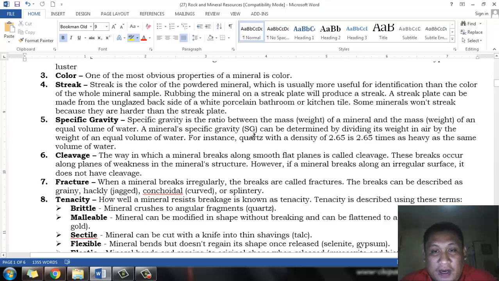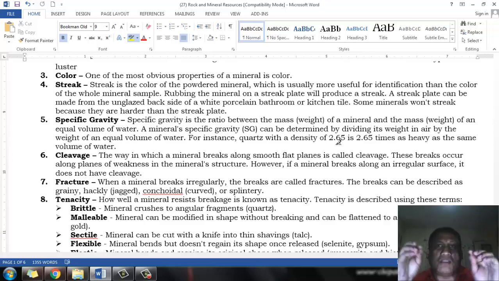Okay, so for example, quartz, ang iyang density is 2.65, which means 2.65 times as heavy siya at the same volume of water. Mas bugat pa siya sa water. Hindi po siya yung nga bugat, but ang iyang molecules mas compact kaysa sa water. 2.65 times. So that's the idea, no?